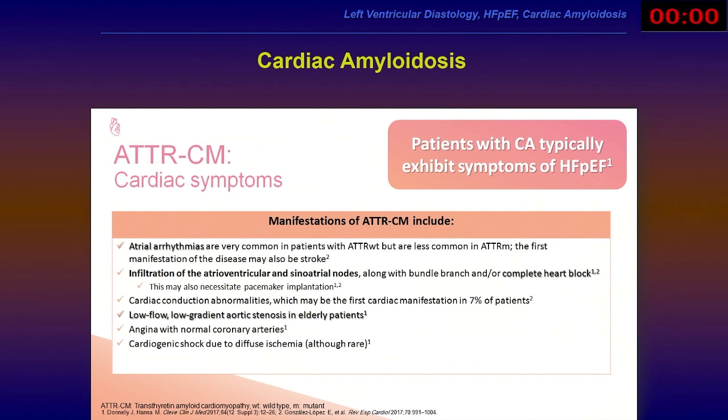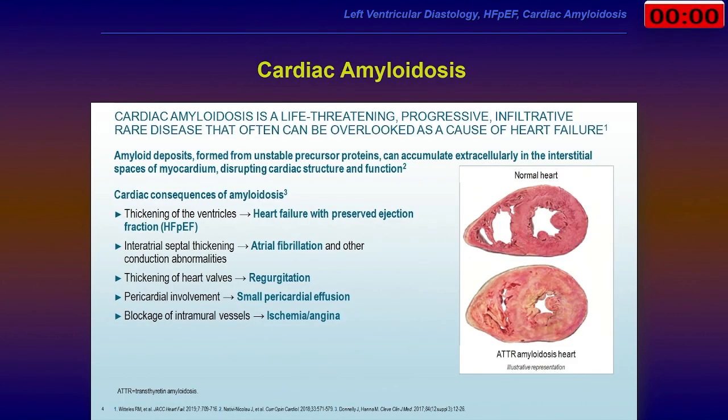Atrial arrhythmia are very common in patients with ATTR wild type, but are less common in the genetic type. The first manifestation of the disease may be stroke, sometimes atrial fibrillation. Infiltration of the AV node may be responsible for death or complete heart block. Cardiac conduction abnormalities in the form of low flow, low gradient aortic stenosis. You may have various degrees of aortic stenosis, most of them may be mild to moderate, but sometimes you have severe aortic stenosis in some patients.